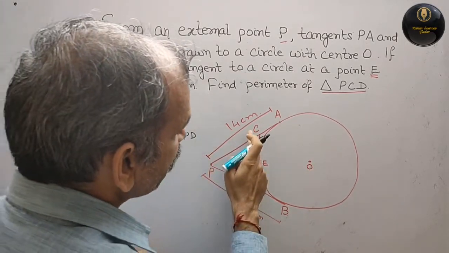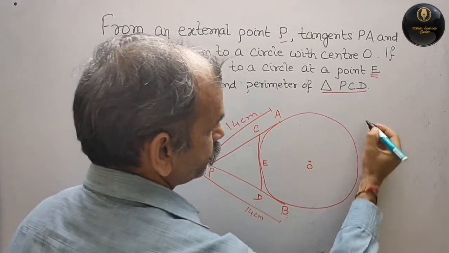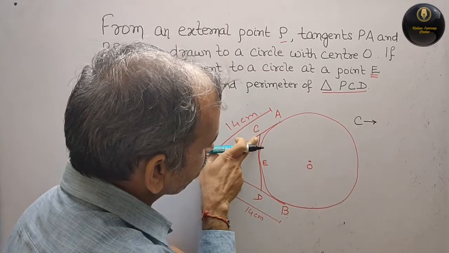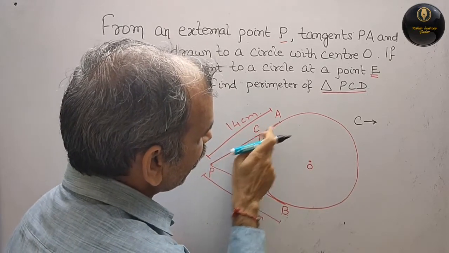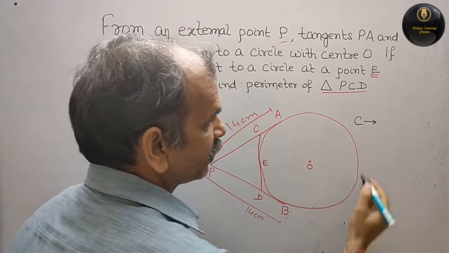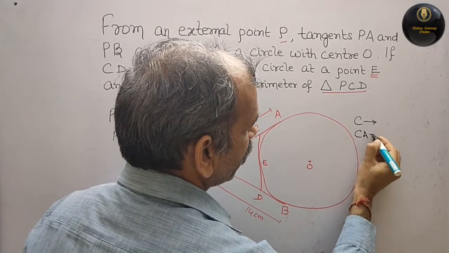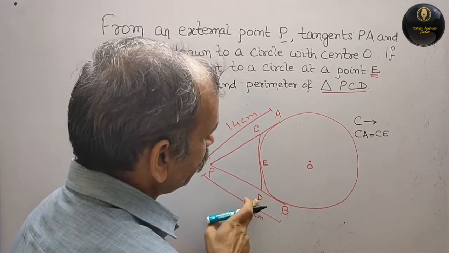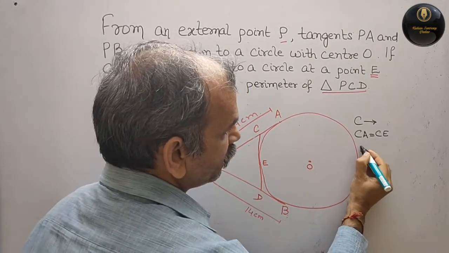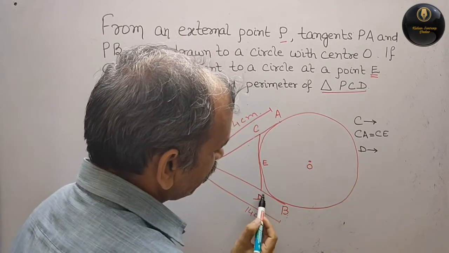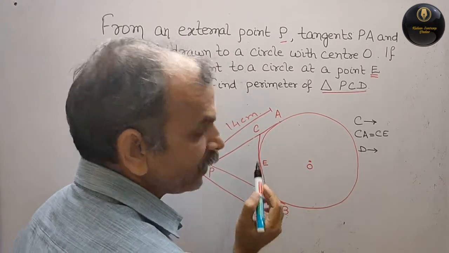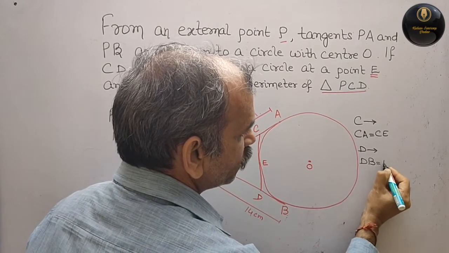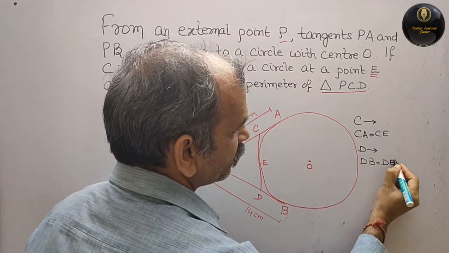Now, if C is the external point, you can see there are two tangents that are CA and CE. They are equal. CA is equal to CE. And if D is the external point, you can see DB and DE are equal. DB is equal to DE.